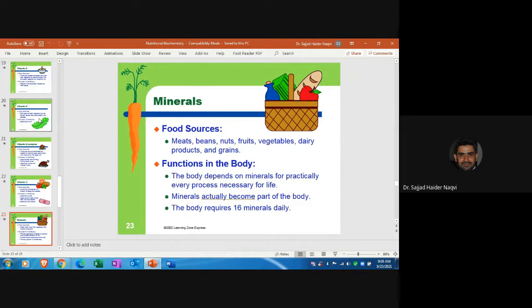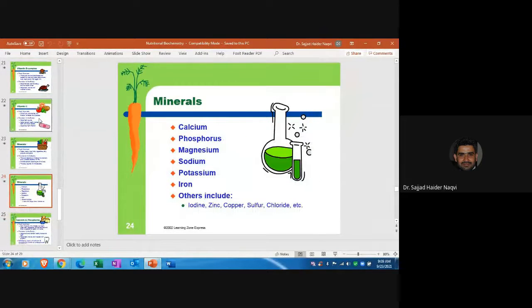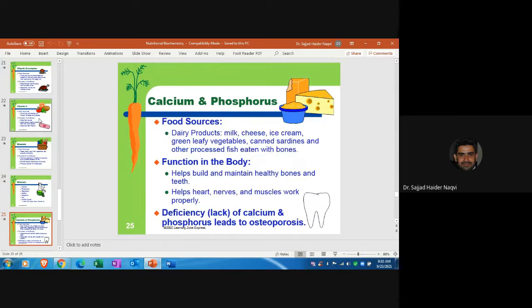Minerals usually become part of the body, and the body requires 16 minerals daily. These are a few of the minerals which I listed: calcium, phosphorus, magnesium, sodium, potassium, iron, and minor ones include iodine, zinc, copper, sulfur, chloride, and so on and so forth. So they are everywhere in the body when it comes to their functions.